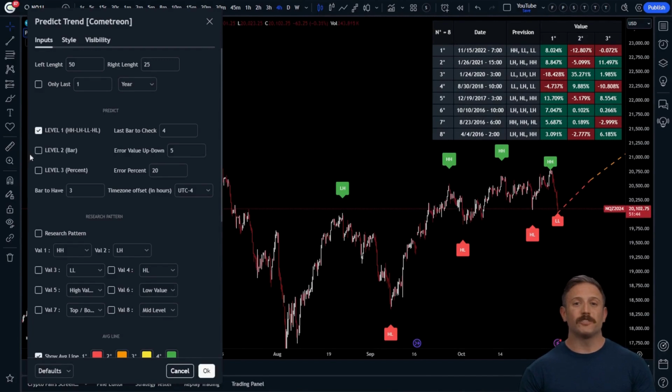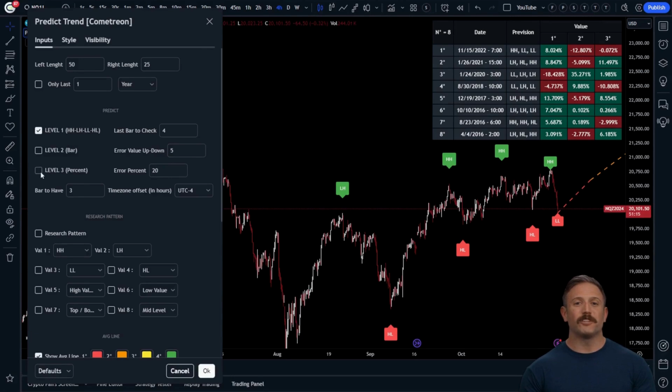For example, higher high, higher low, lower high, and higher high. Level 2 allows you to also check the candle distance between each level to verify that the distance between past patterns and the current one matches. You can also add a margin of error between distances. For example, if the candle distance between 2 levels is 20 and the error value up-down is set to 5, the allowed candles will be between 15 and 25 in distance.